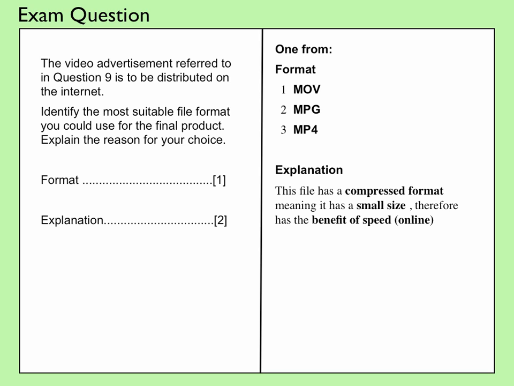This file has a compressed file format, meaning it's small size. Therefore, it has the benefit of speed online. And that's especially true inside your house if you're buffering between your computer and your Apple TV or your phone and your Apple TV. That speed and the size is really, really important. And that's where the 2 marks are coming in. Look at the bold. You're saying why it's compressed and what the effect of that compression is.